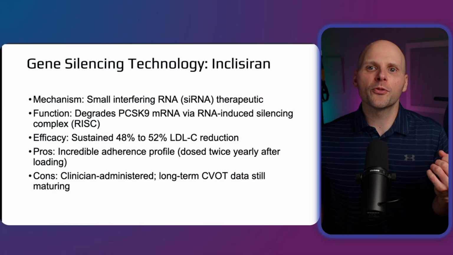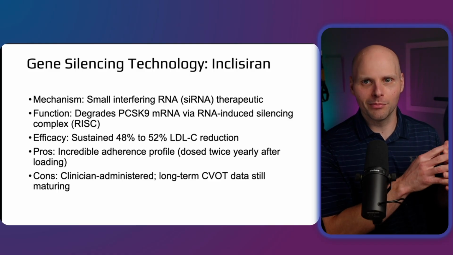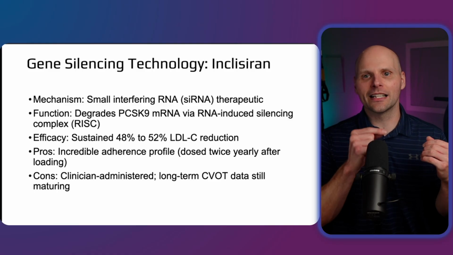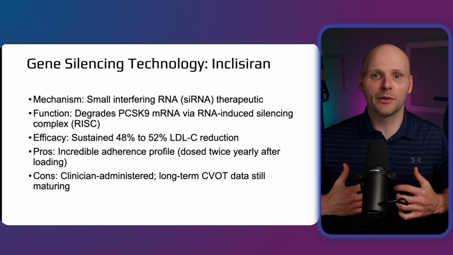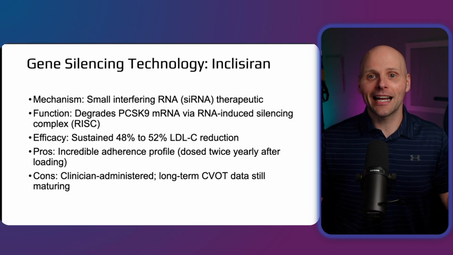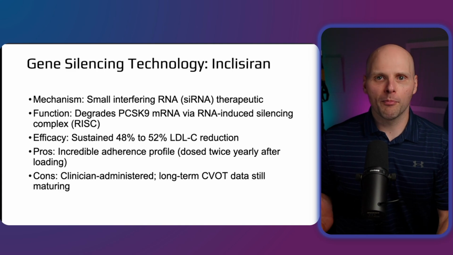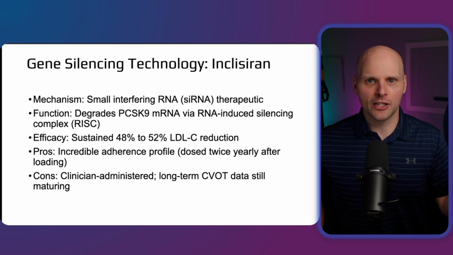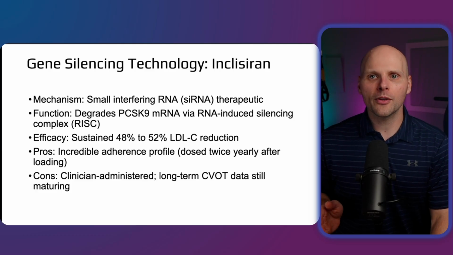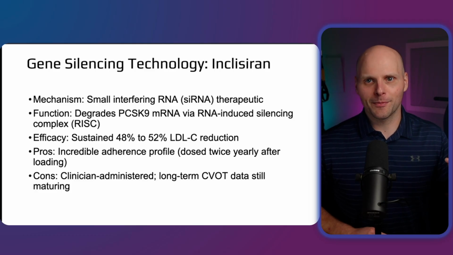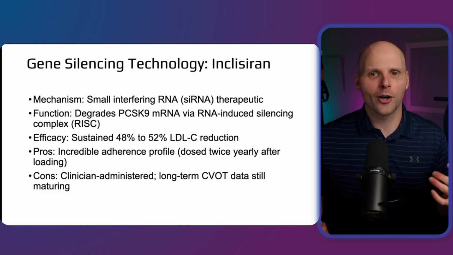Inclisiran is a small interfering RNA therapy. Instead of using antibodies to mop up the PCSK9 protein in the blood, Inclisiran goes directly into the liver cells, hijacks the cell's own machinery, and shreds the mRNA blueprint for the protein. So it stops PCSK9 from ever being built in the first place, which is pretty crazy. LDL reduction is right on par with monoclonal antibodies, about 50% as well. But the biggest game changer here is the adherence profile and dosing. After a loading phase, this is given once every 6 months. It turns lipid management into something resembling a biannual vaccination we handle right in clinic.